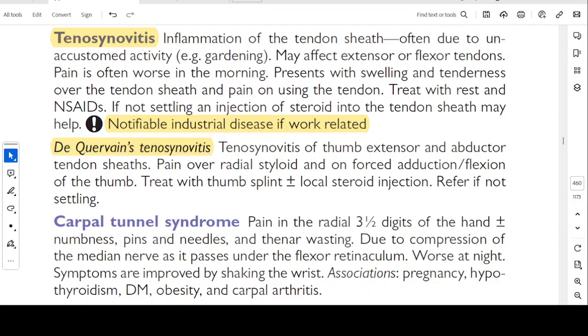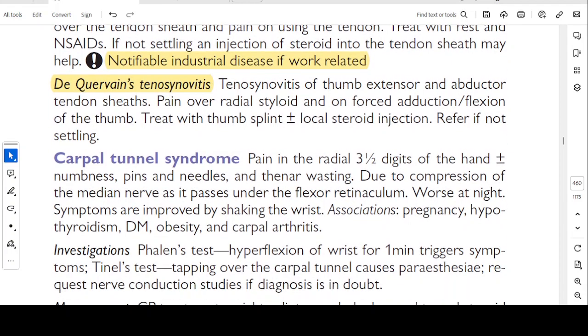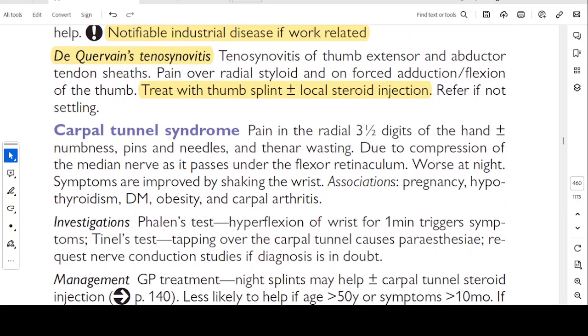De Quervain's tenosynovitis. Tenosynovitis of the thumb extensor and abductor tendon sheaths, with pain over the radial styloid process and on forced adduction and flexion of the thumb. So there is pain over the radial styloid on the opposite action, that is adduction and flexion of the thumb. Treat with a thumb splint plus local steroid injection. Refer if not settling.